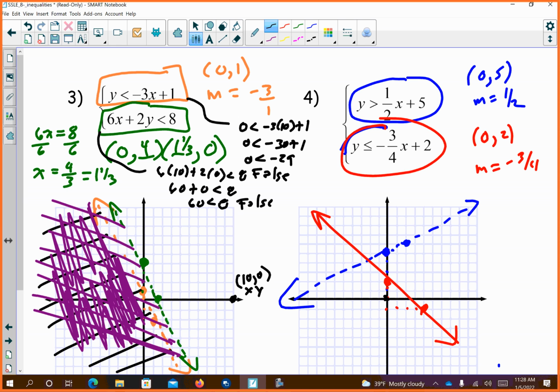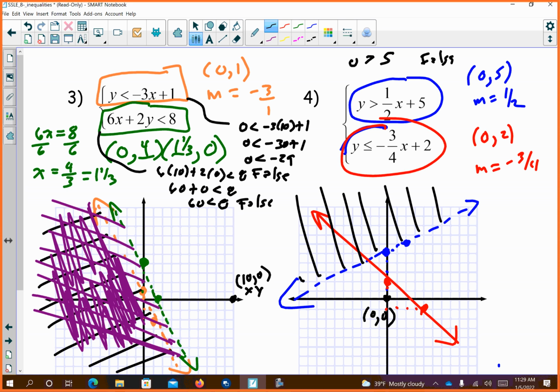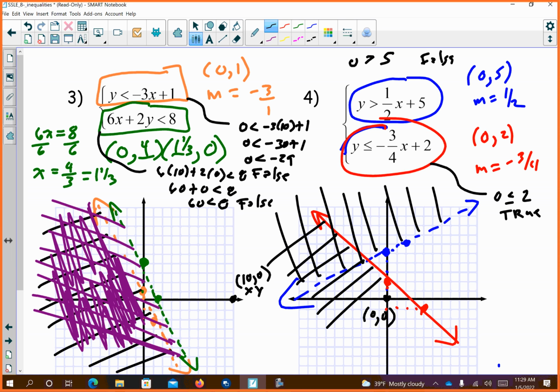All right, so 0, 0 again is here. We're looking for it to be true, true. So if I plug it in top, 0 is greater than 5, right? Because 1/2 times 0 is 0, 0 plus 5. Is 0 greater than 5? So that's false. So I'm going to shade the opposite side of the blue. Plug 0, 0 into this one. 0 is less than or equal to negative 3/4 times 0 is 0. 0 is less than 2. True or false? True. So I'm going to shade the side of the line that 0, 0 is on for the red, which is here. Is there a crisscross? Yeah, this is where our answer lives.